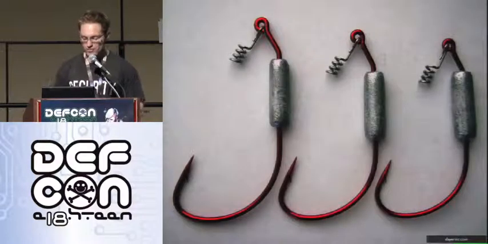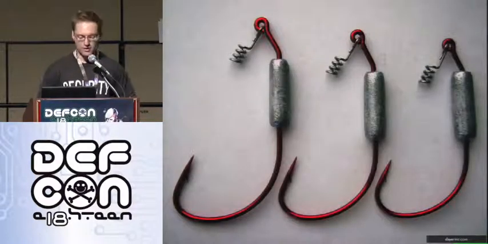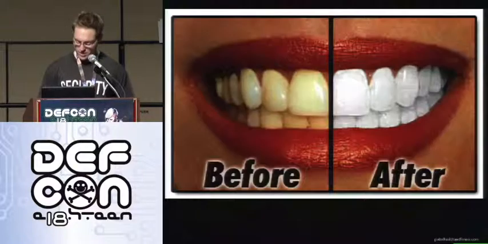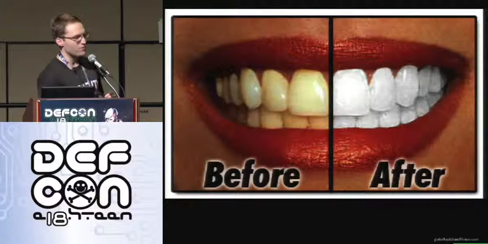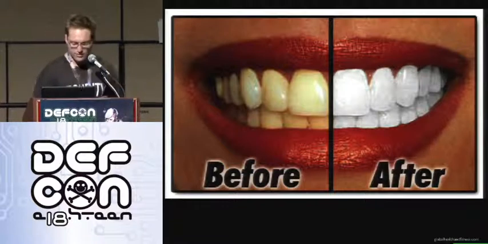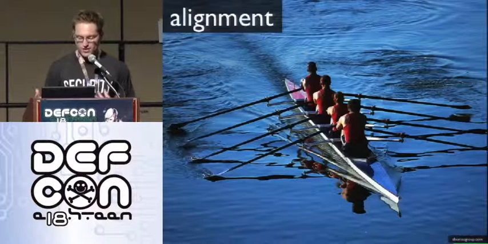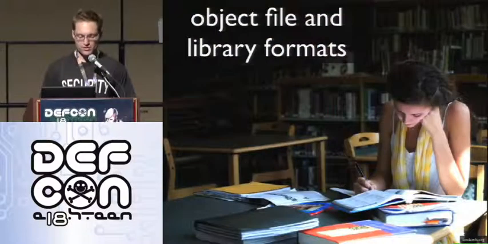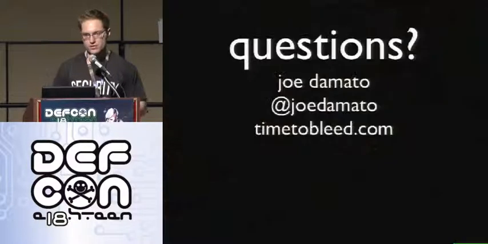So just to recap, we talked about 3 different binary patching techniques. These techniques leave the original binary in working fashion after they're done. So kind of like teeth whitening, right? You can still eat food after you're done, it just looks a little different, same deal. And there's 3 things that matter: alignment, calling convention, and object file and library formats.